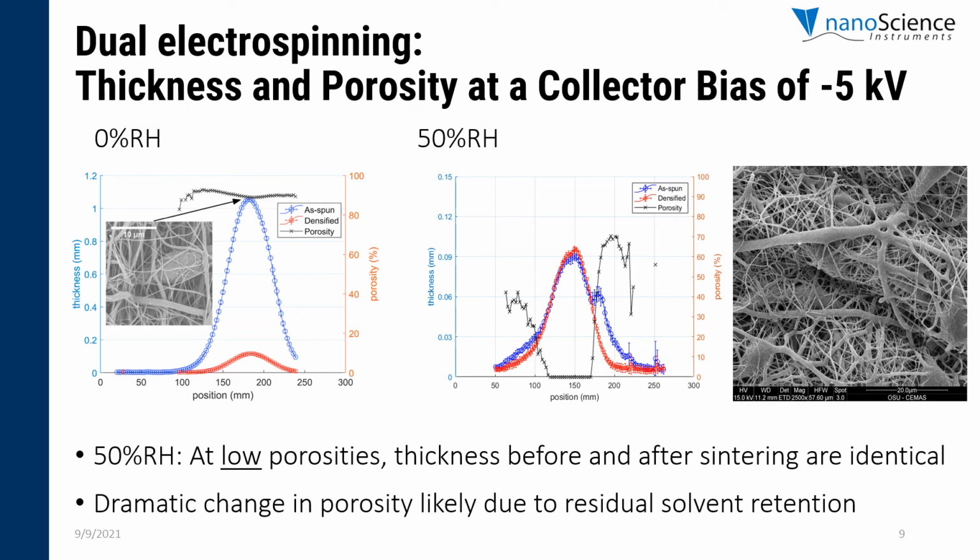A key aspect to note is that the sample has a unimodal distribution at 0% relative humidity and a bimodal shape at 50% relative humidity. Upon looking at the microstructure, we saw a large fiber structure present that likely resulted from collisions and agglomerations during spinning, allowing solvent retention in the area at 50% relative humidity.